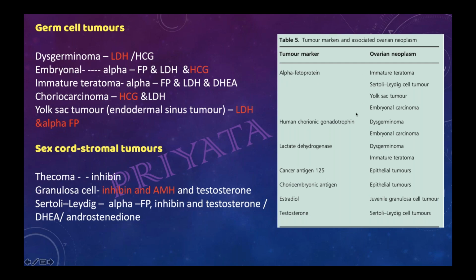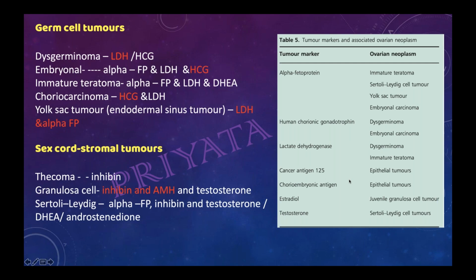According to it, if we think of alpha fetoprotein as a tumor marker, we already know that it will be in immature teratoma. It will be in Sertoli-Leydig, yolk sac tumor, and also in embryonal carcinoma. So this way is also important; you can remember. HCG, we already know, is in dysgerminoma and embryonal carcinoma. LDH is again in two, dysgerminoma and immature teratoma.